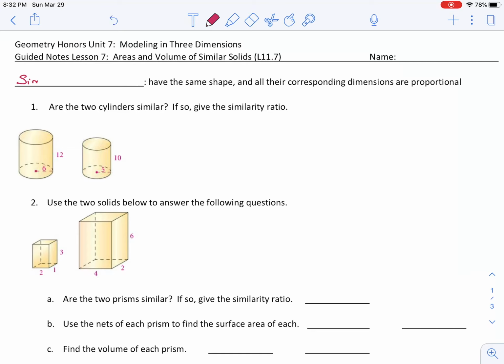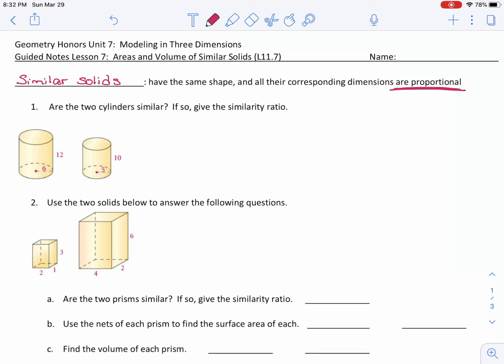We are talking about similar solids, which is the first blank on page 145. Similar solids are solids, three-dimensional things that have the same shape, but just like when we talked about similarity in January, they're not the same exact shape, so their corresponding dimensions are proportional.